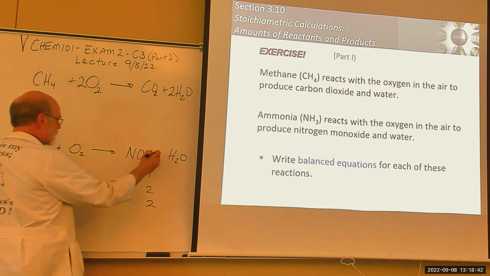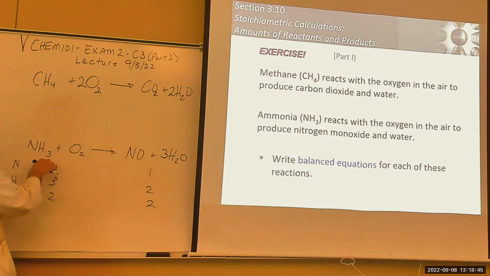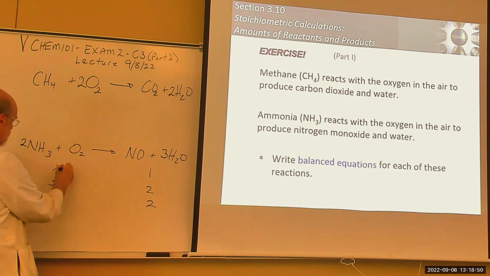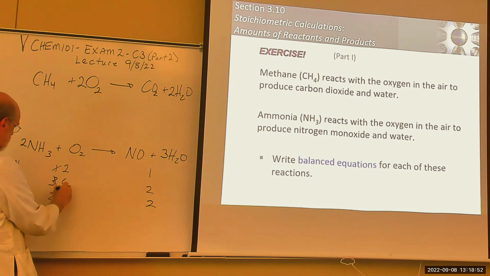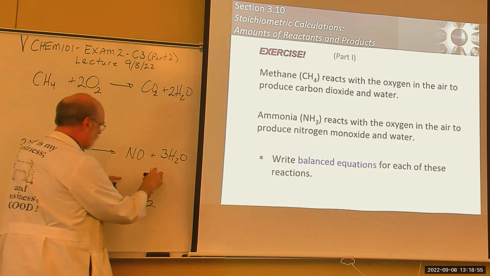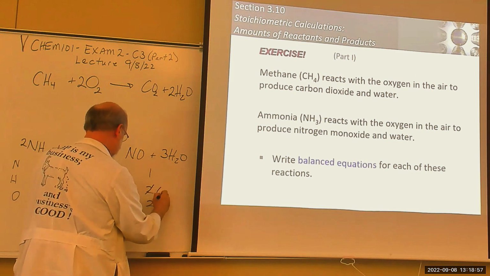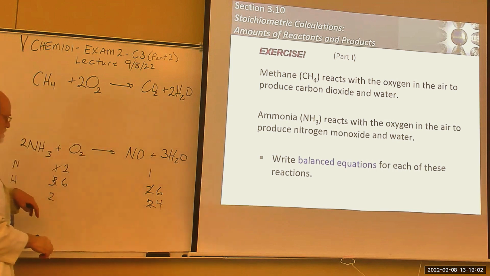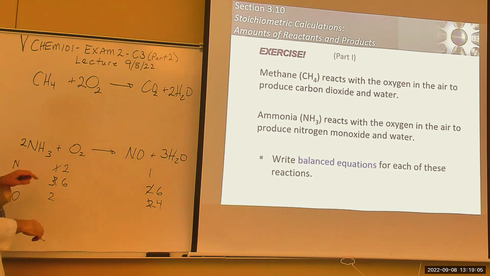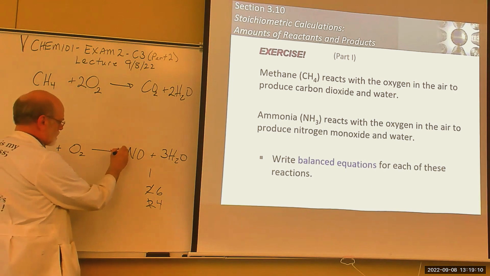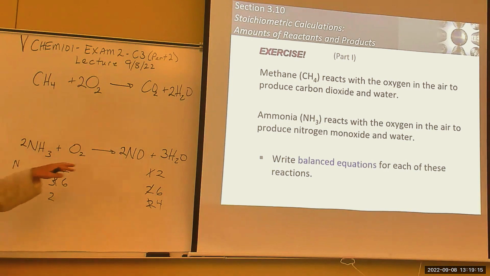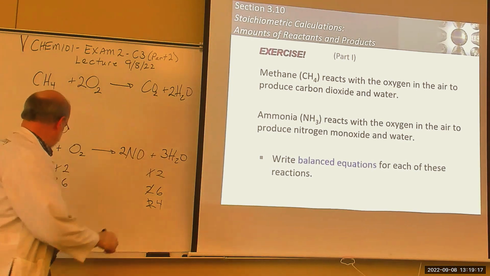If we multiply this one times 3, and this one times 2, now we get 2 nitrogens, 6 hydrogens, and over here we get 6 hydrogens, and we change the oxygens to 4. Okay, next, we need to balance the nitrogens. So that changes to 3 plus 2 is 5, right?